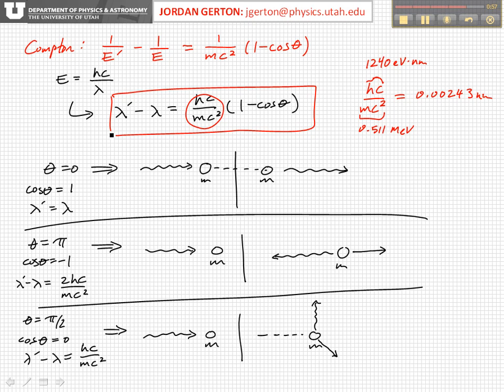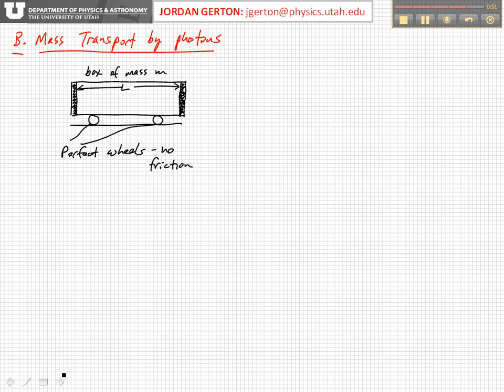So a very nice way to think about this, which comes from Hogg's notes on special relativity, is to think about mass transport by photons. What we imagine is that we start off with a box of mass m and length L, and we imagine that this box is on a perfectly friction-free surface. So if you like, it's got wheels on it. The wheels are massless and there's no friction on the wheels. So basically, this box can just slide back and forth at will with no friction.